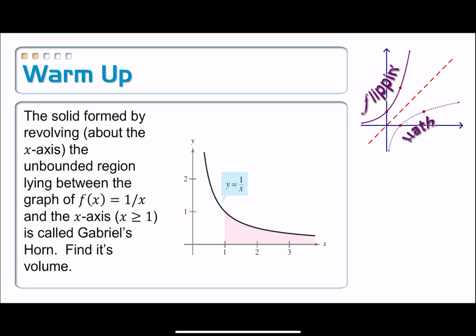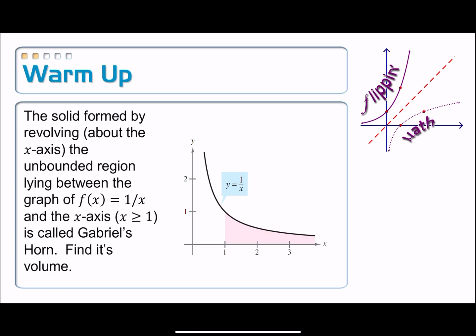The solid formed by revolving about the x-axis the unbounded region lying between the graph of f(x) equals 1 over x and the x-axis for x greater than or equal to 1 is called Gabriel's horn. We want to find its volume.